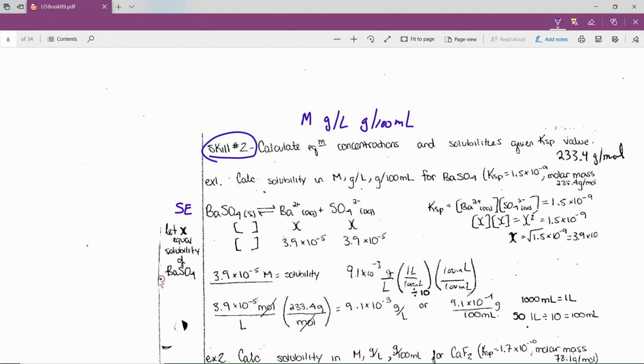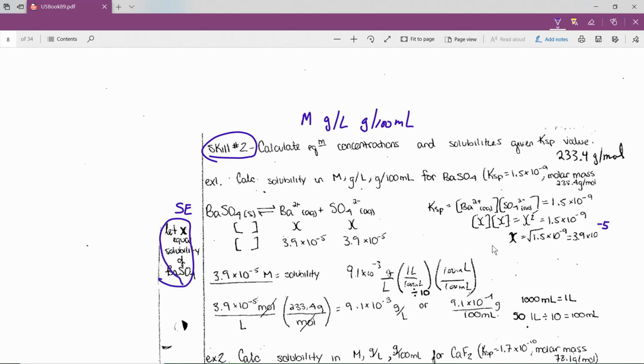So if we let X be the solubility of barium sulfate, then you're going to find at equilibrium, this abbreviated ICE diagram, X moles per liter of barium 2 plus and X moles per liter of SO4 2 minus. So my KSP is going to be X times X, which is X squared, which is 1.5 by 10 to the minus 9, and then the square root of that is 3.9 by 10 to the minus 5.